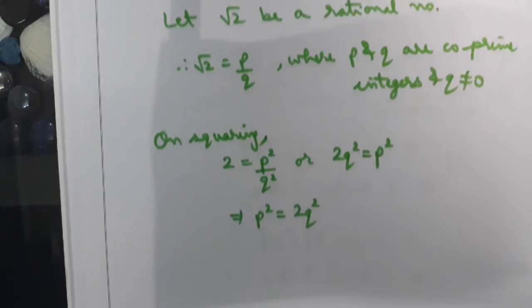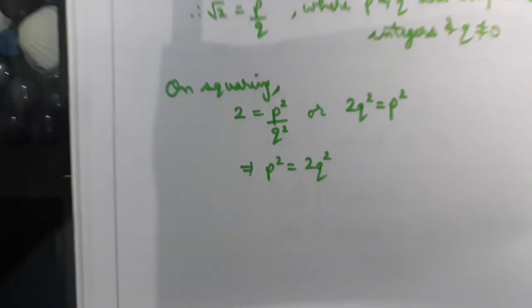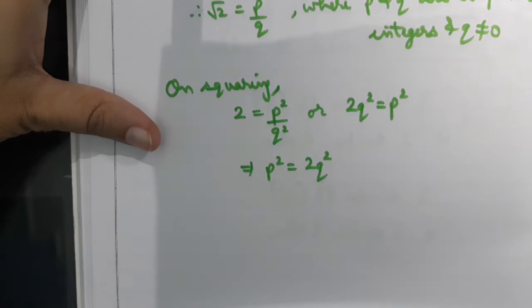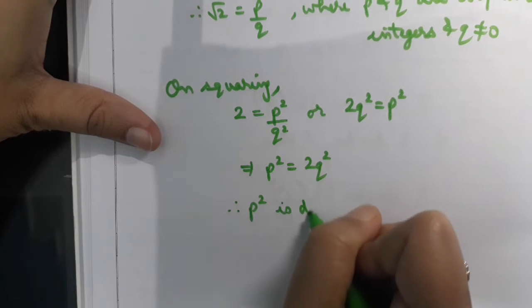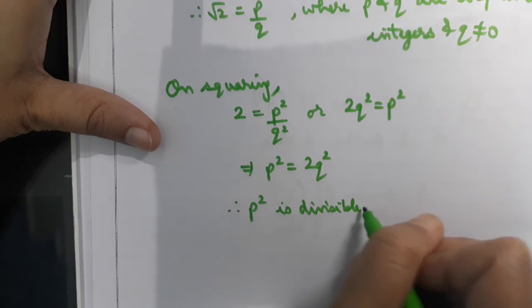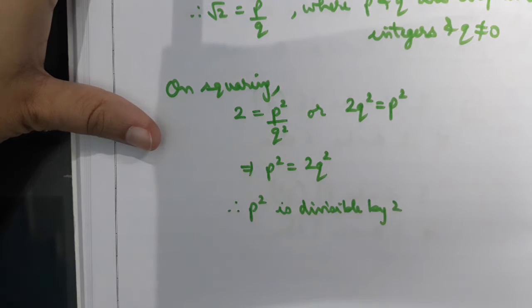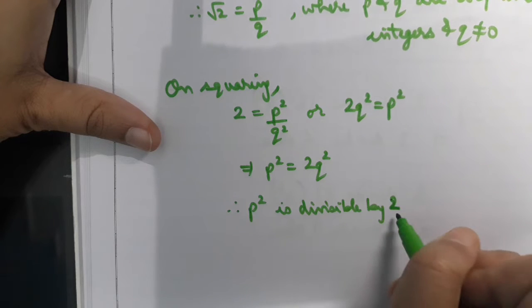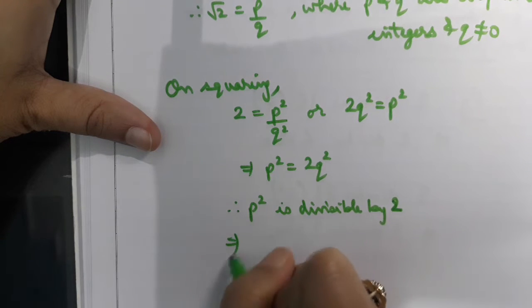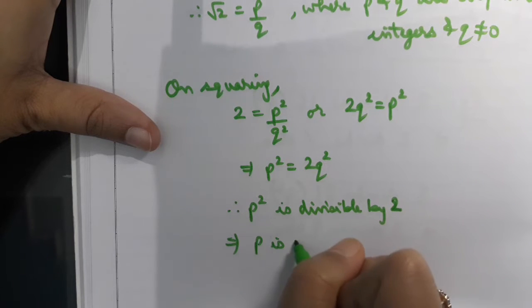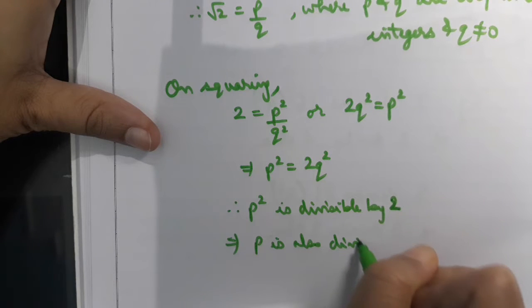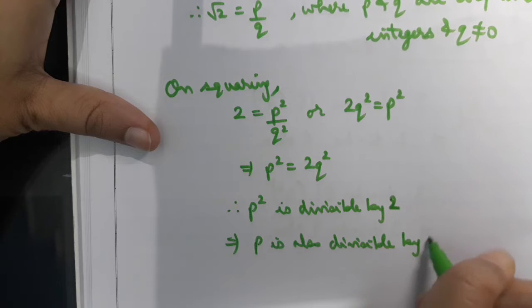Now over here we see that p square is equal to 2 multiplied by something. So definitely we can say that p square is divisible by 2, because p square is 2 into something. And now 2 is a prime number. So according to the property, if p square is divisible by 2, then p is also divisible by 2.